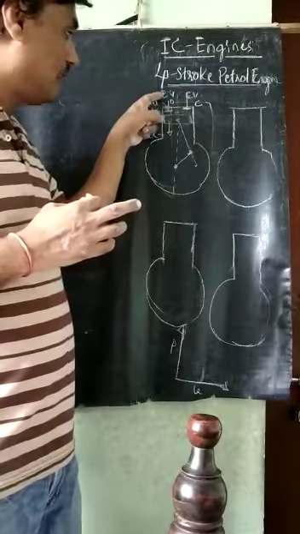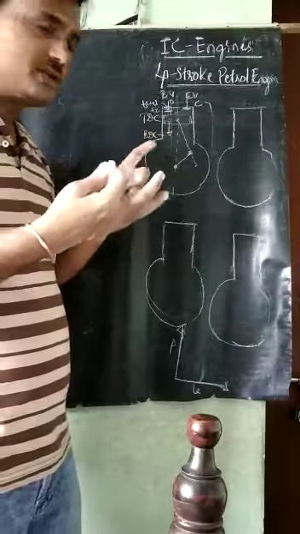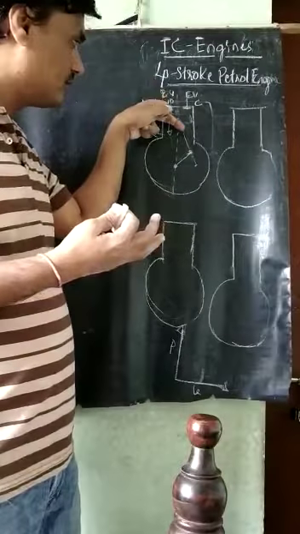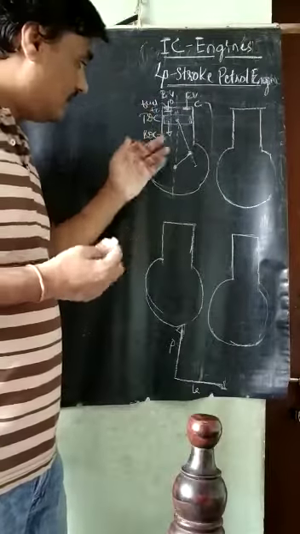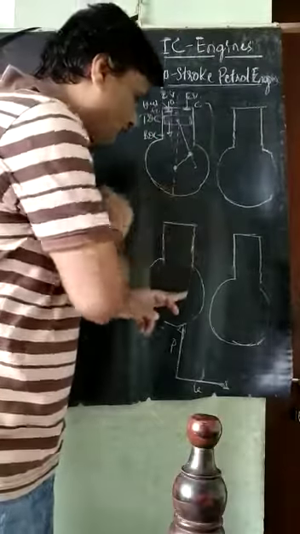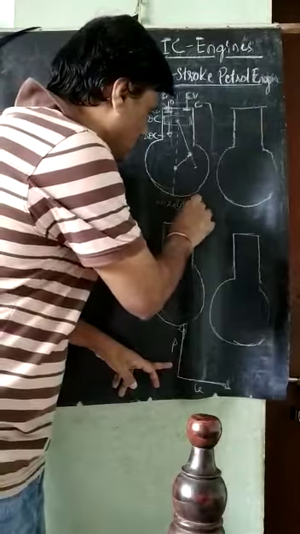Why? Outside is higher pressure, inside is suction, a negative, lower pressure. Therefore fuel will move into the cylinder. So this is called the suction stroke. How can we show it here? This is the suction stroke.